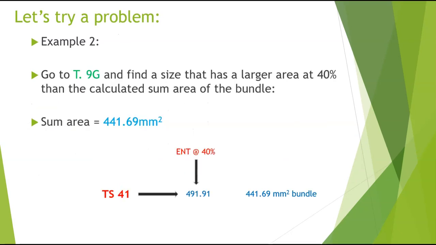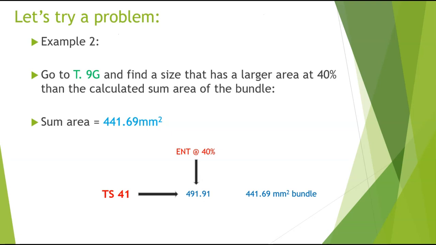So what we have to do now that we've got the cross-sectional area of our bundle of conductors is we have to go to table 9G, because again we're going to be looking at a 40% fill, and table 9G has all of the most common raceway types in it. And in this case we've been asked to find the minimum size electrical non-metallic tubing, which is basically core line, that would be able to hold this bundle of conductors that we've just calculated.